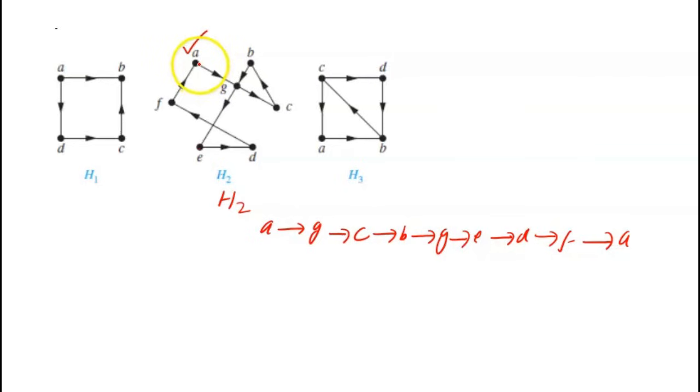Let me repeat the process again, and just look at the screen. I moved from A to G, G to C, C to B, B to G, G to E, E to D, D to F, and F to A. So the graph H2 has an Euler circuit, right? Now what about the other two graphs? You need to find out and answer me in the comment section whether these two graphs have an Euler circuit or not. This time I am not going to give you the hint.